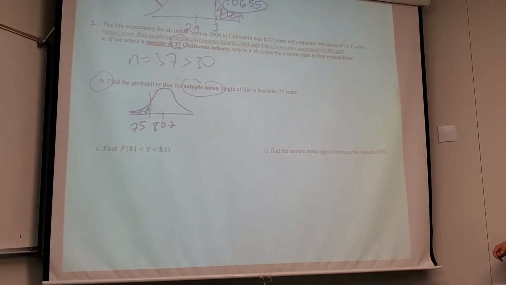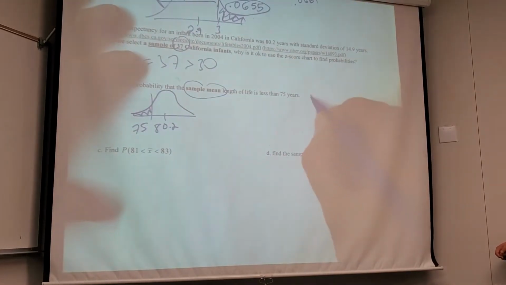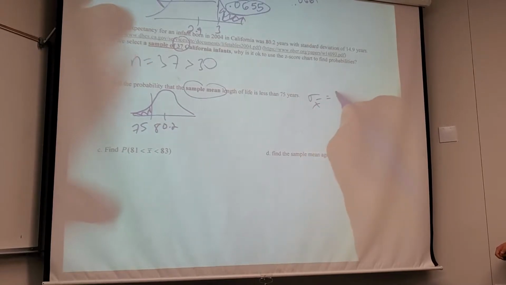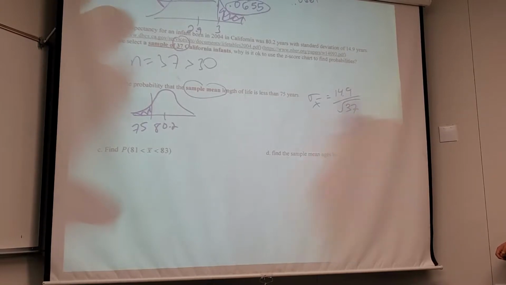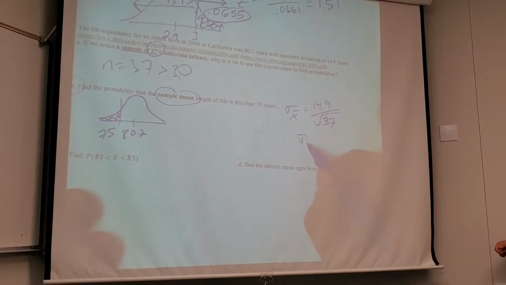I really want that to make more intuitive sense as to why this step has to happen. That sigma is for individuals. I need the one for groups of 37. So I do this over here. What is it? 14.9 is what it was for an individual. Divide by the square root of 37 because that's my sample size. And then whatever that is.